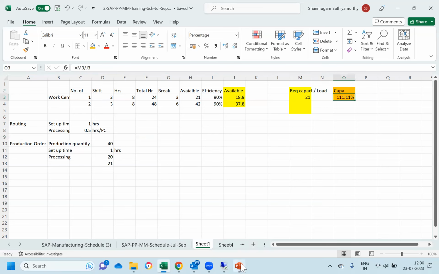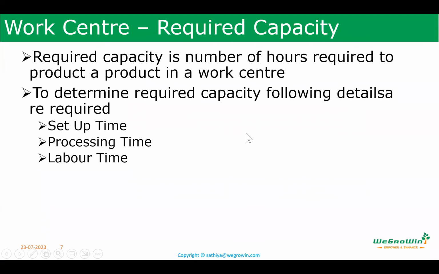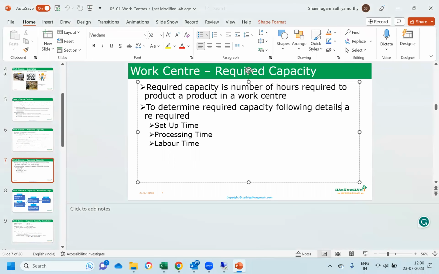Now, this is what we have to determine: the capacity using the details. So to determine the capacity, we need to have these things.